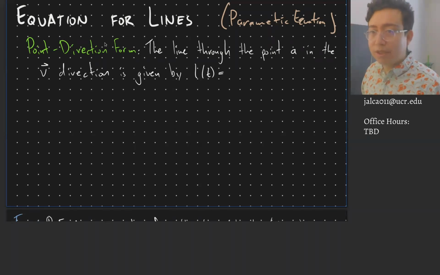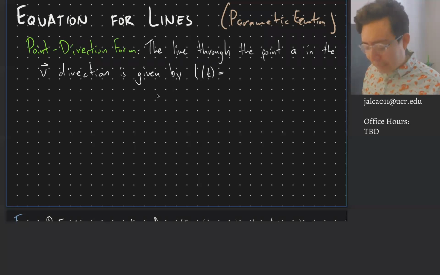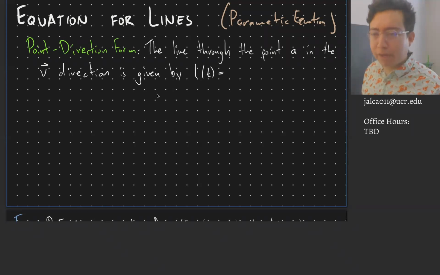So I was saying, we're going to talk about the equation for a line, but this is specifically parametric equations, right? Like you've learned about different types of equations for a line in the past, like y equals mx plus b, point-slope form, stuff like that.